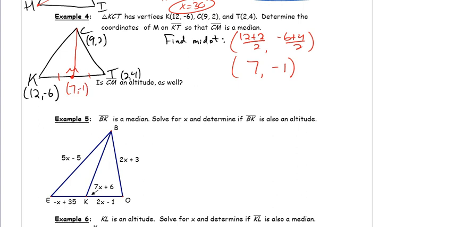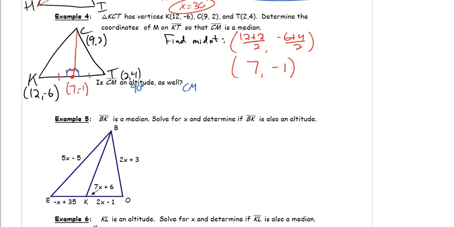Okay, now what I'm asking is, is CM an altitude as well. Altitude should ring a bell, we just talked about it. Altitude means 90 degrees. In other words, we want CM to make a 90-degree angle with KT. So what we're going to have to do is find the slope of KT, the slope of CM, and decide if they're perpendicular. So let's find the slope of CM first.